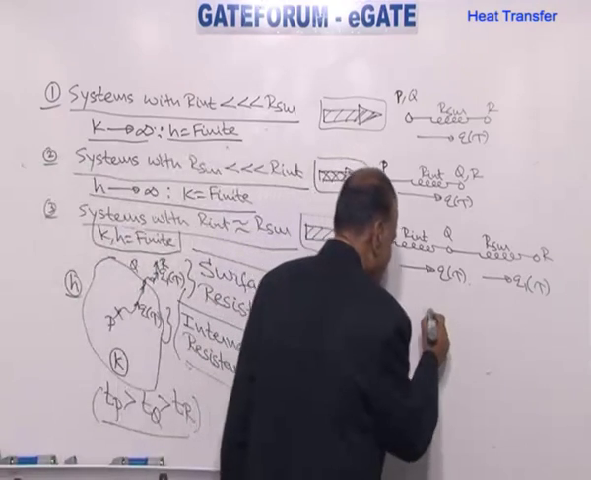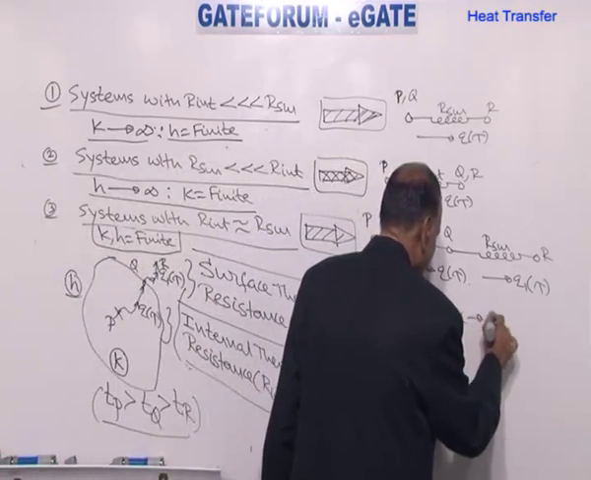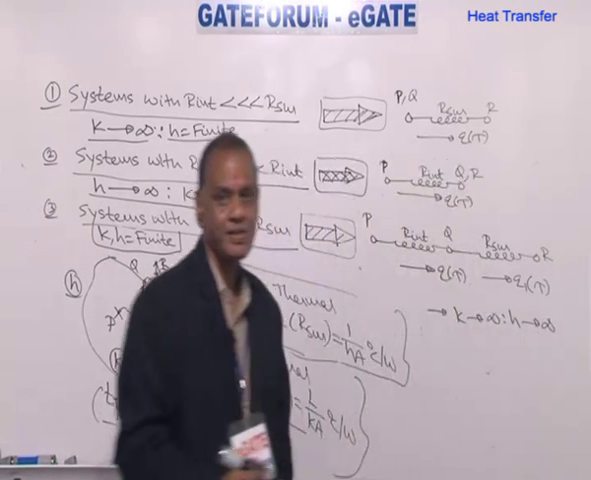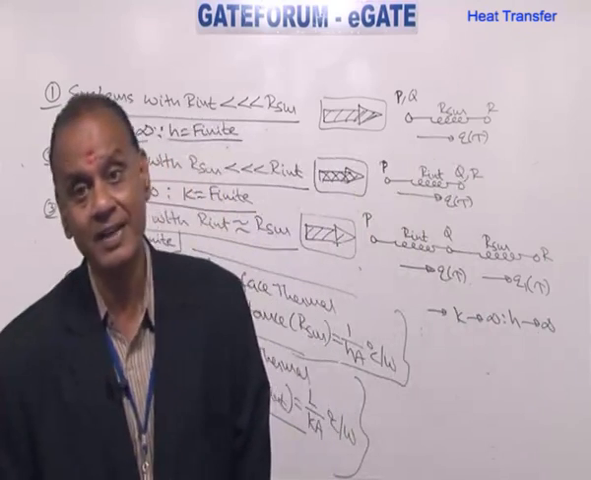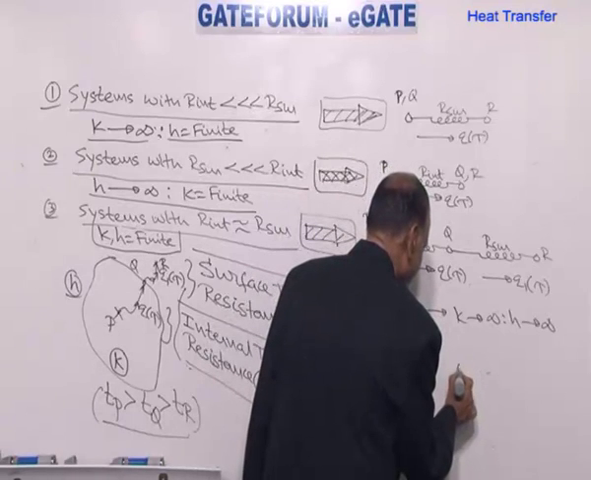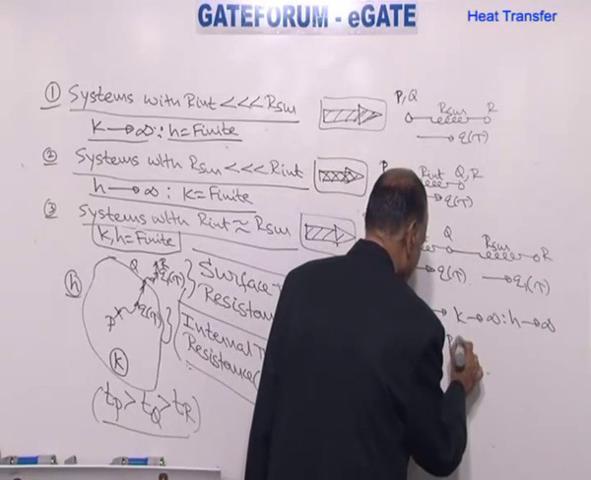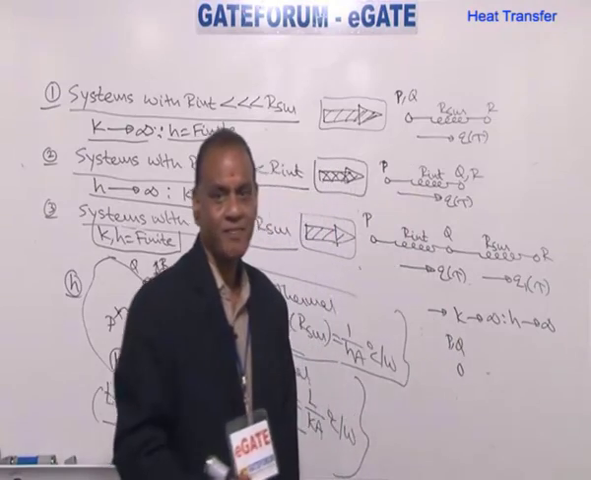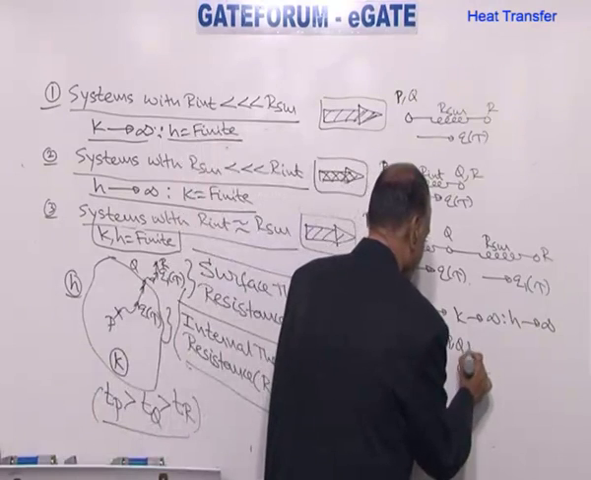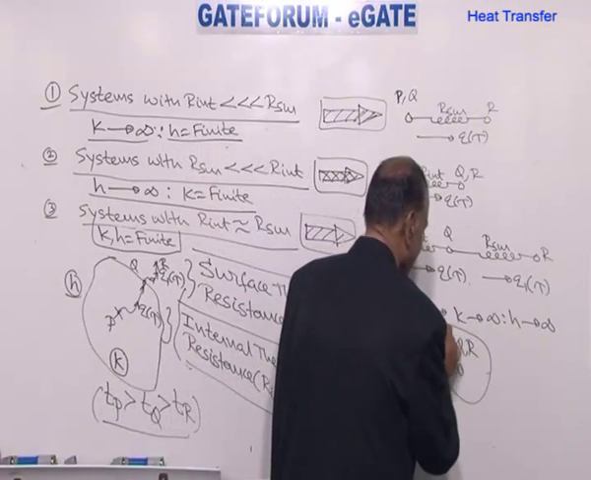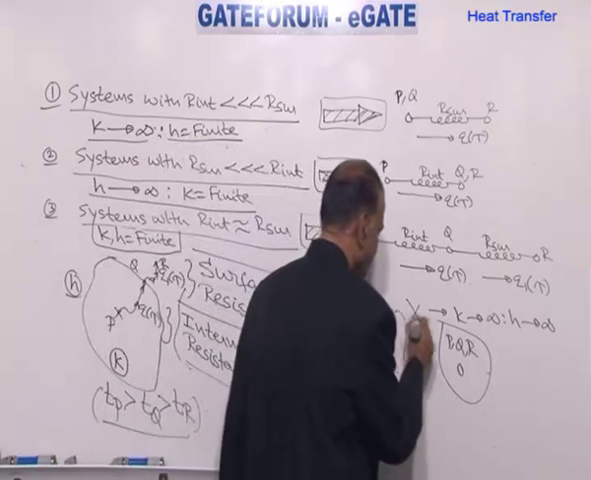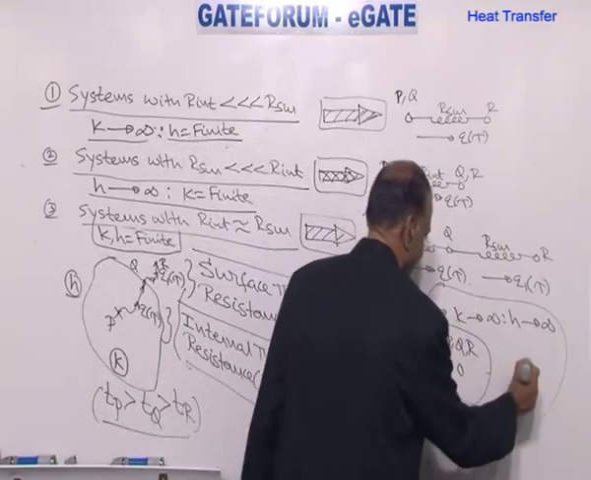Now, if at all you have a system like K is equal to infinity and H is equal to infinity. If at all you imagine a non-periodic unsteady system with infinite values of K and H. When I say infinite value of K, internal resistance is 0, P and Q will coincide. When I say infinite value of H, surface resistance becomes 0, Q and R will coincide. It becomes a dot. When it's a dot, no potential, no heat transfer, it's of no use.